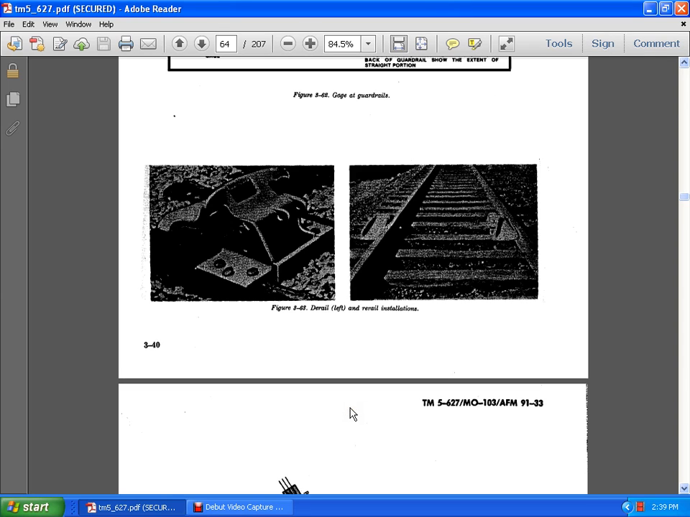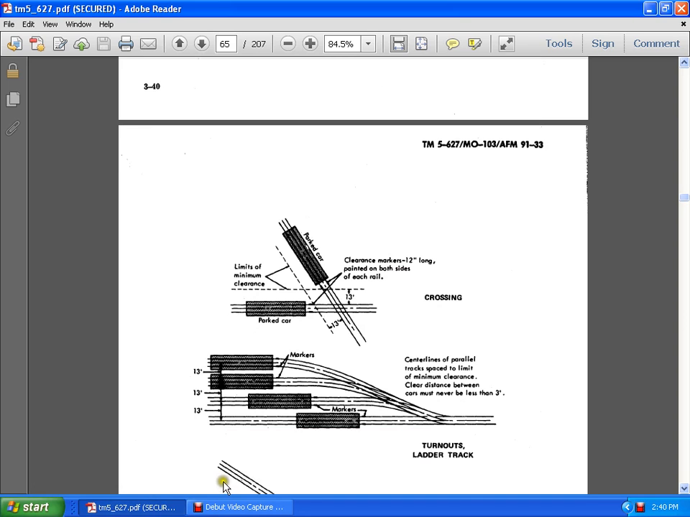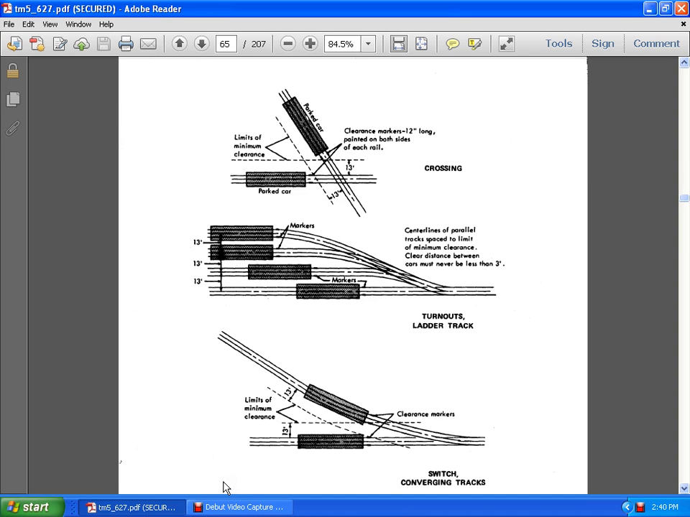Derail and rail installations. Crossing clearance markers are 12 feet long, painted on both sides of each rail. Limits of clearance: the parked car and the parked car of 13 feet, and perpendicular tracks of 13 feet, and cross adjacent is 13 feet. Center lines of parallel track spacing are limited to the minimum clearance. The clearance distance of each car must not be less than 3 feet. 13 feet by 13 feet from the center and off from each grade of the tracks.